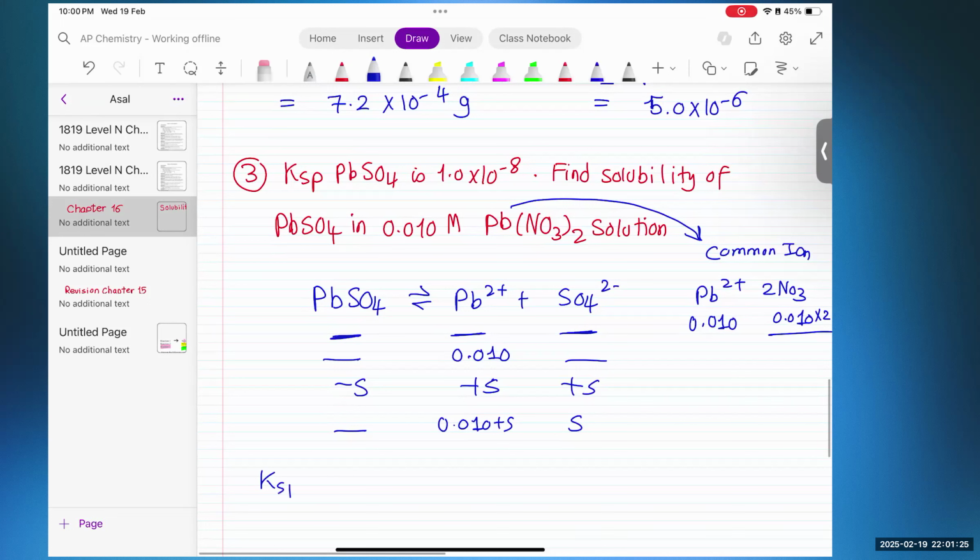So KSP is equal to the products divided by the reactant. Reactant is always solid. So it is S multiplied by S plus 0.01, like he's saying in the file. So I will just multiply these together to find the value of S. What is the value of S? Let's put it on the calculator and see. So KSP is equal to S multiplied by S plus 0.01, and I have the KSP already, which is 1 multiplied 10 to the power of -8. So let me try to find the answer of S.